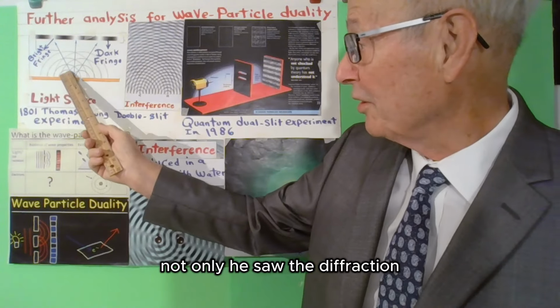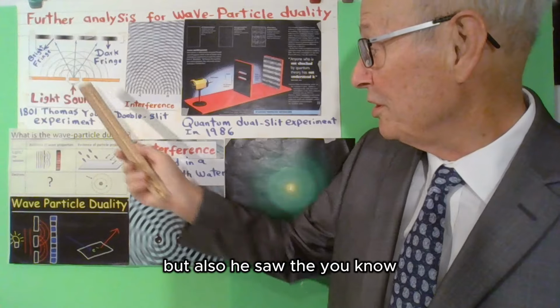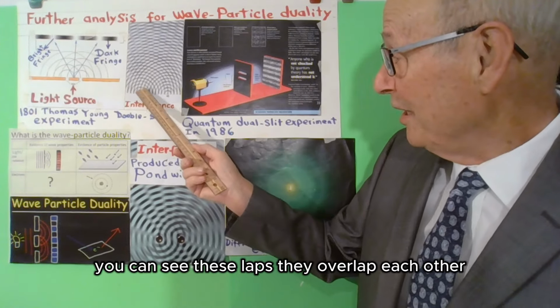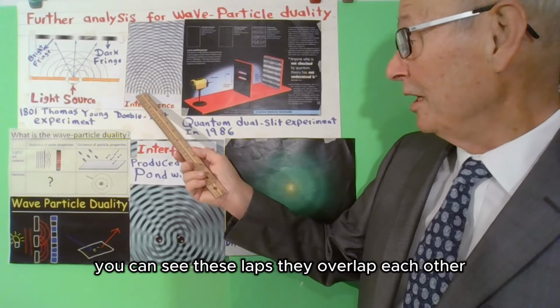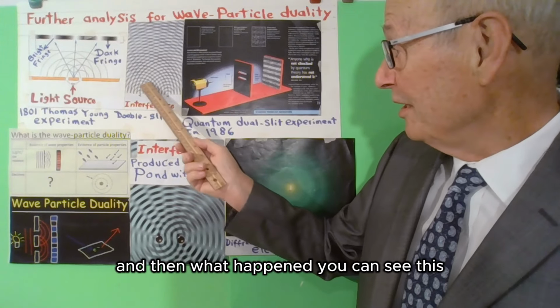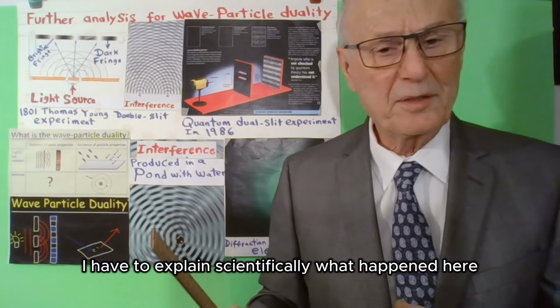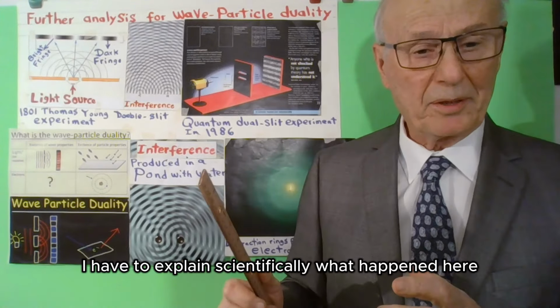Not only did he see the diffraction, but also the interference. You can see these lobes, they overlap each other, and then what happened? You can see this crisscross. But I have to explain scientifically what happened here.